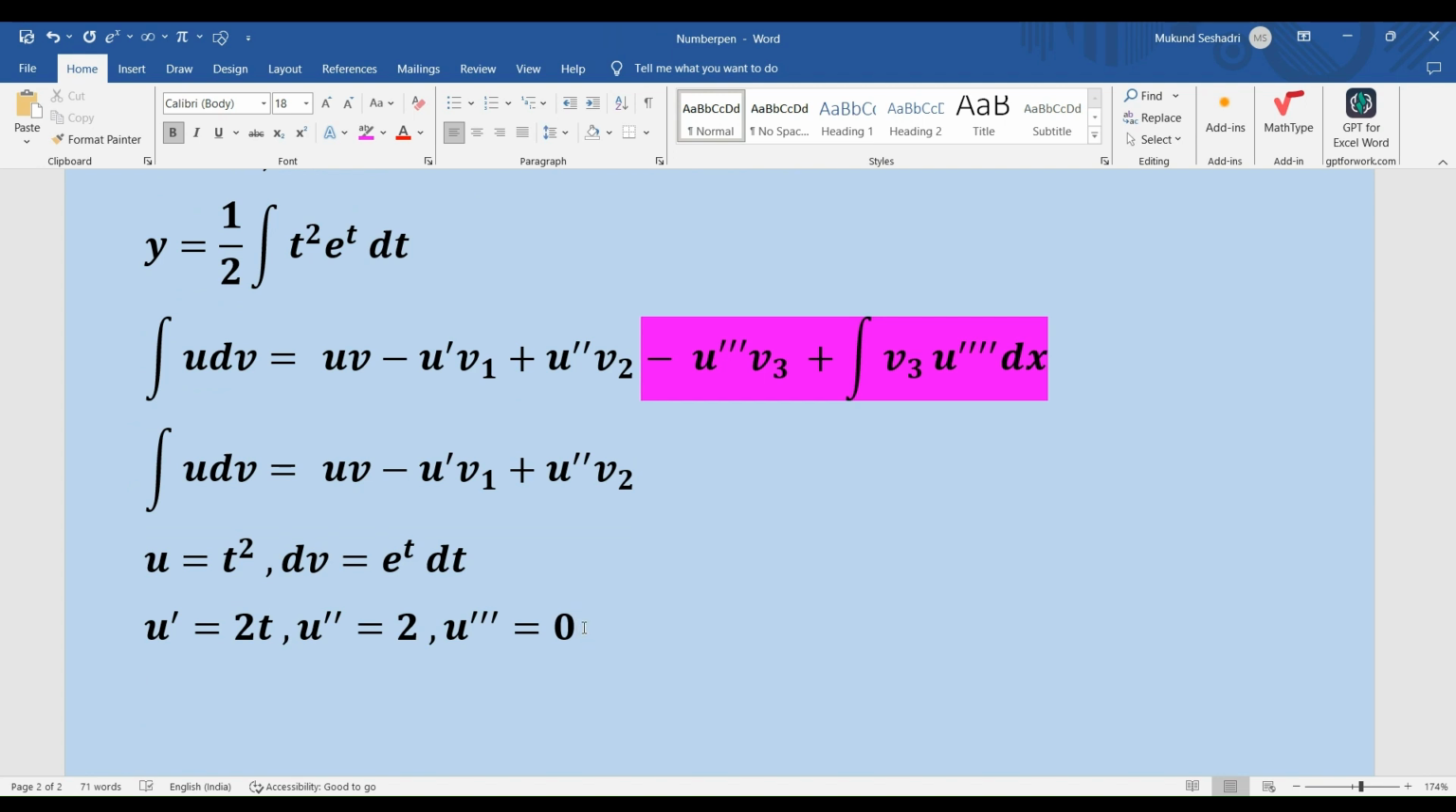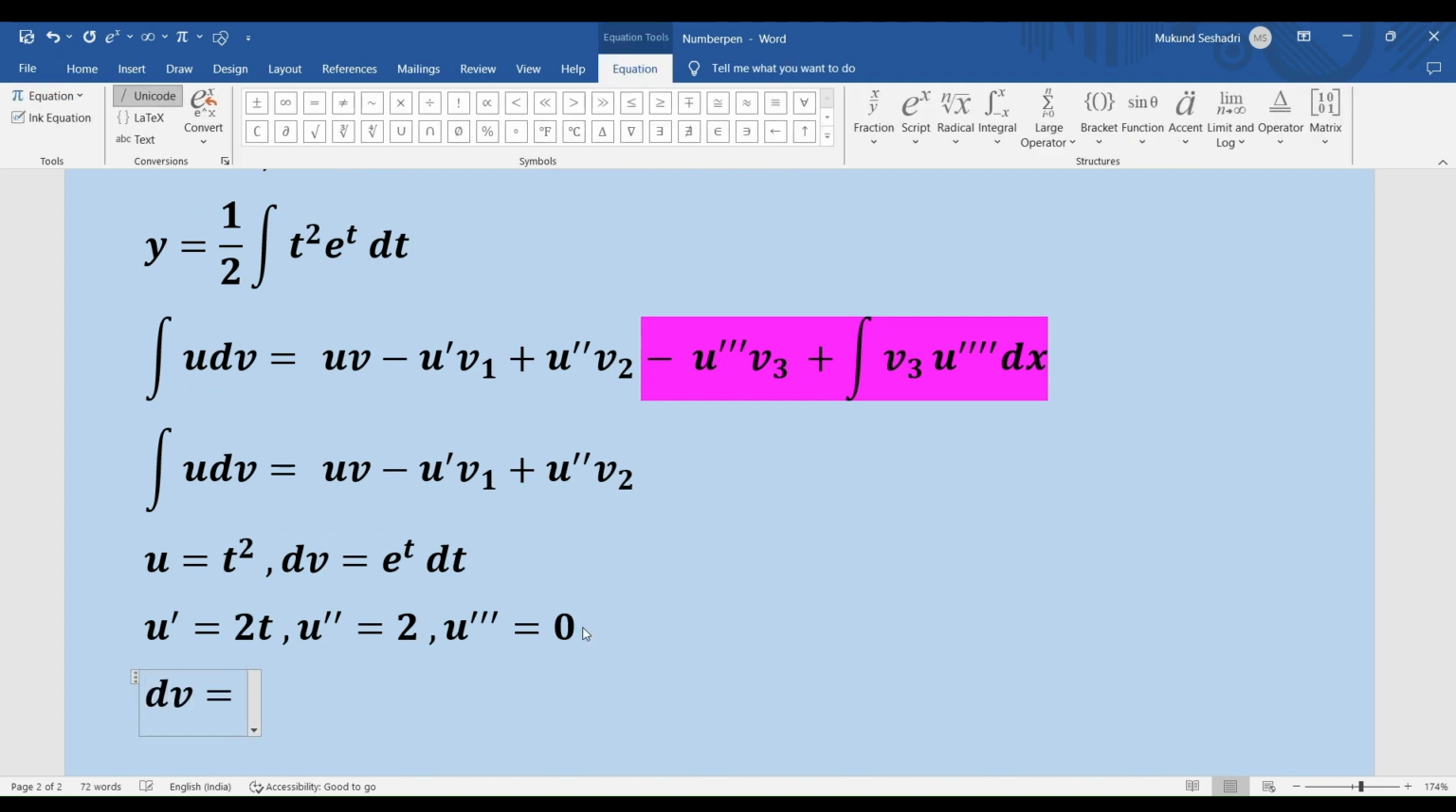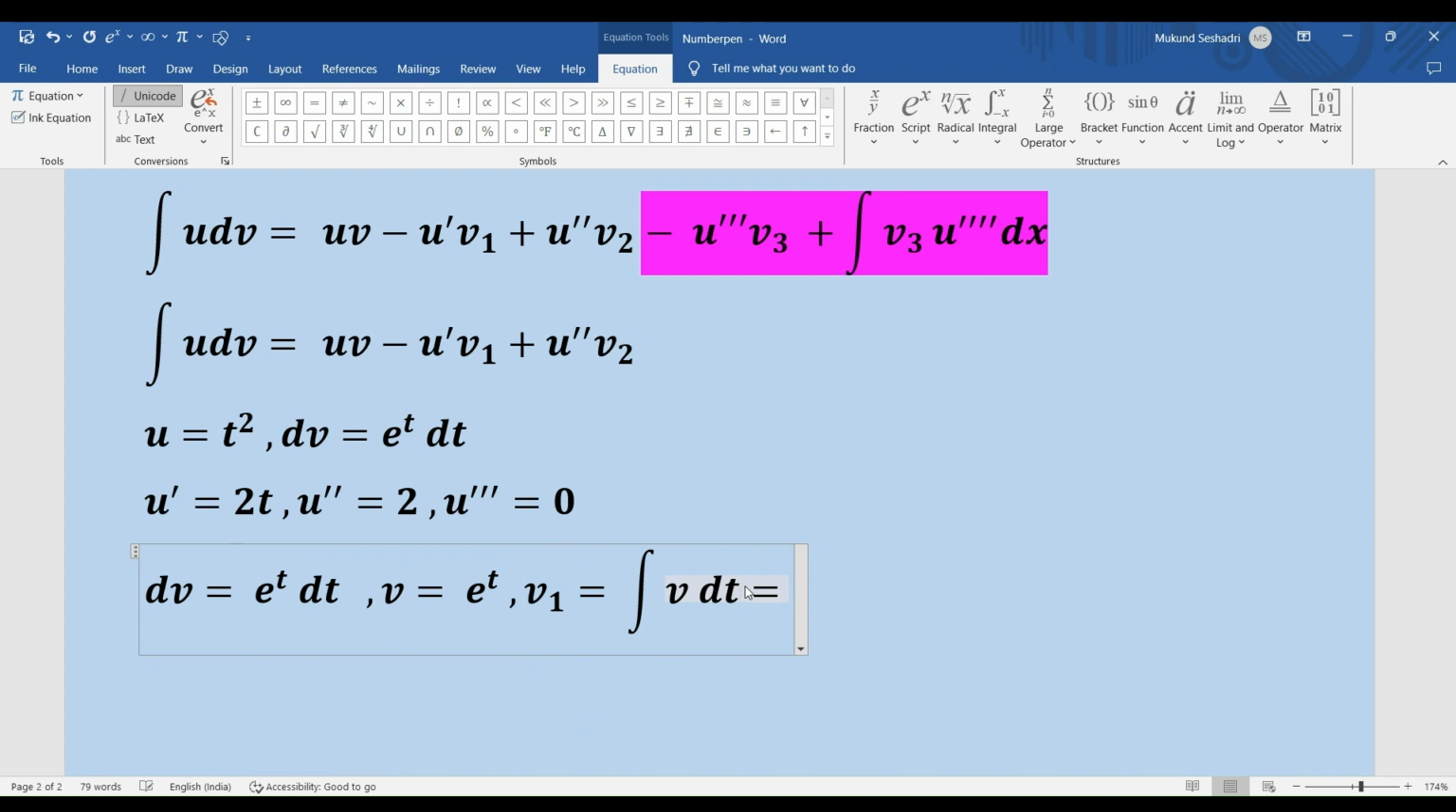Now I come to my v portion, my dv equals e to the power t dt. So what is my v? My v is again e to the power t. And now I come to my v1. What is my v1? My v1 is the first successive integral of v, which means it is integral of v dt, and my v is nothing but e to the power t. So I end up with e to the power t once again.